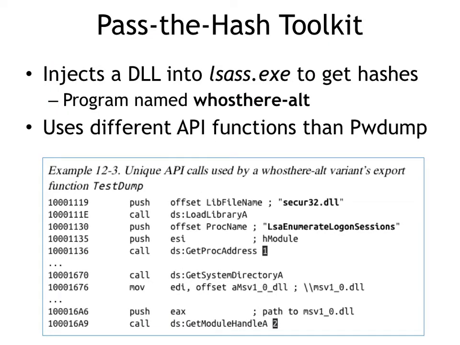The Pass the Hash Toolkit gets these hashes as well using different API functions like LsaEnumerateLogonSessions. There are various other functions that do access to hashes. And remember, the Pass the Hash function uses the fact that on Windows domains, you can typically authenticate with just the hash, which is a very strange design decision.